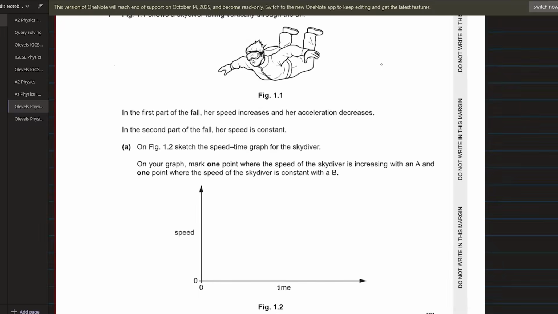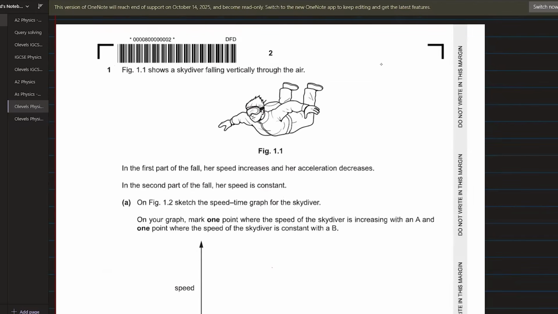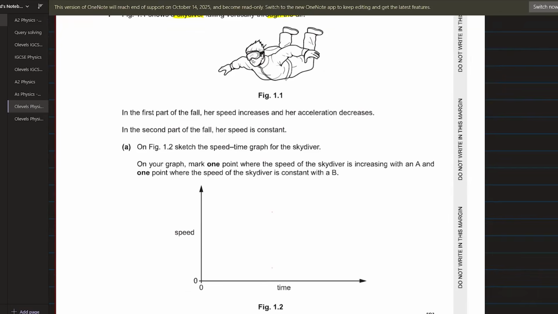Let's start. Bismillahirrahmanirrahim. Figure 1.1 shows a skydiver falling vertically through air. Okay, no problems in that. In the first part of the fall, her speed increases and her acceleration decreases. In the second part of the fall, the speed is constant.